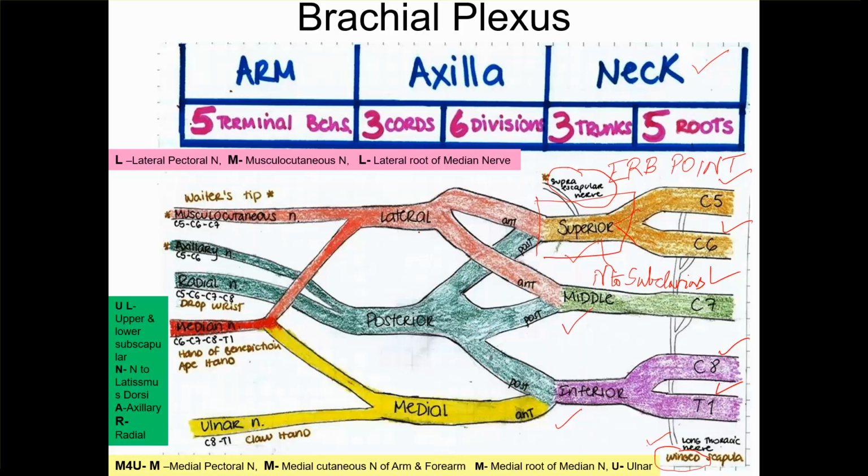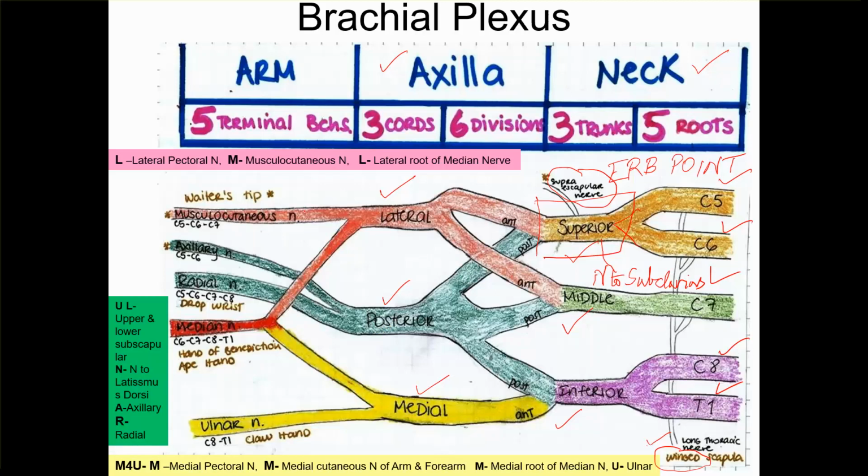Now the anterior division of the superior trunk and the anterior division of the middle trunk join to form the lateral cord. The anterior division of the inferior or lower trunk alone forms the medial cord. The posterior divisions of all 3 join to form the posterior cord. The divisions and the cords are seen in the axillary region. The lateral cord is lateral to the axillary artery, the medial cord is medial to the axillary artery, and the posterior cord is posterior to the axillary artery. That's why the names are given.